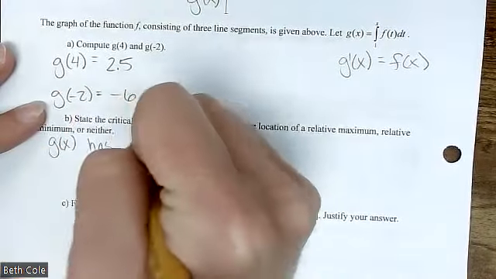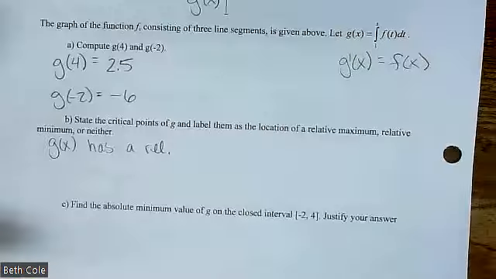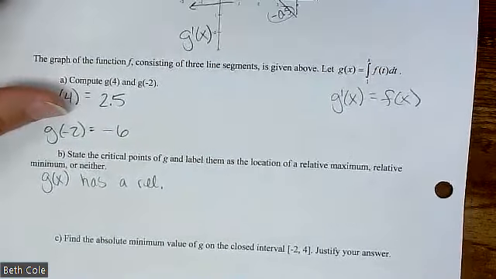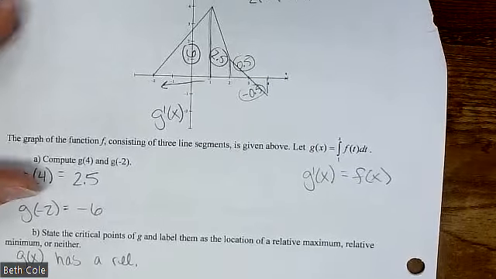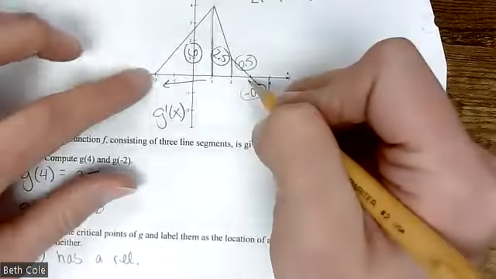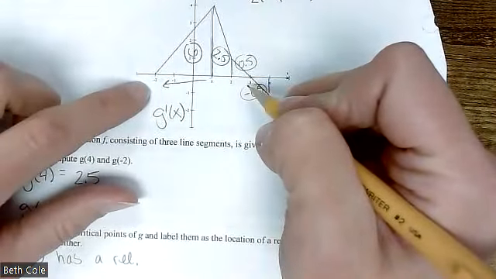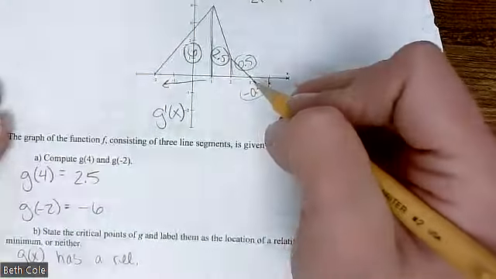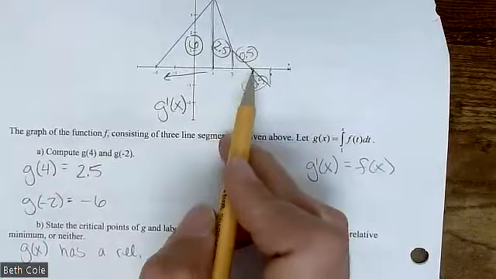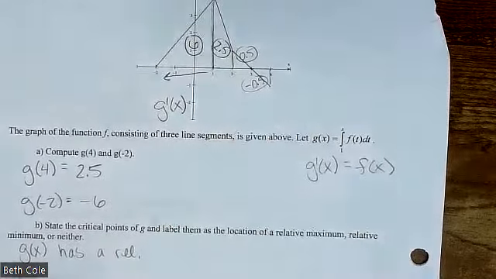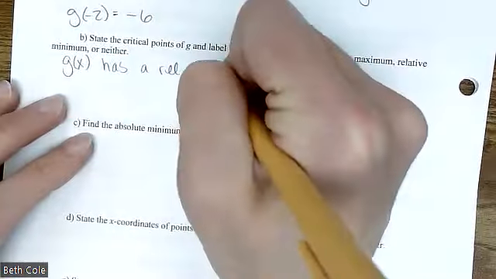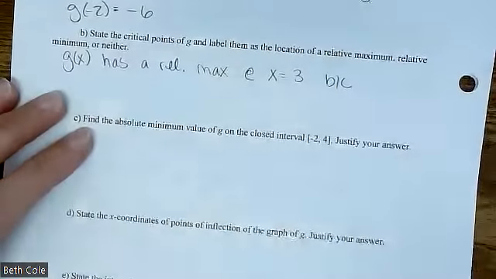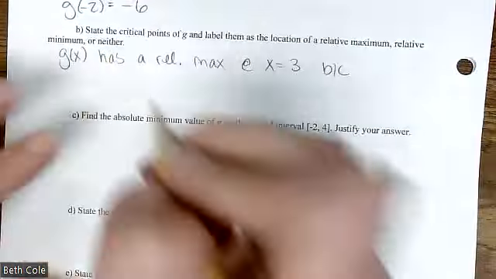G of X has a relative, let's look at the graph. We actually only have one critical point that we need to write a sentence about. 3. Why do we not need to write a sentence about -2? It's an endpoint. It can't be relative to anything. So you don't need to say anything about that one. All right, what does G have at 3? Good, perfect. G of X has a relative maximum at X equals 3 because you say it.